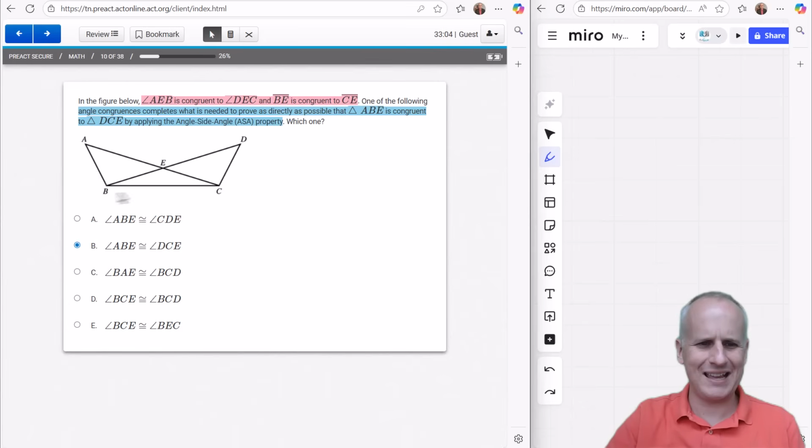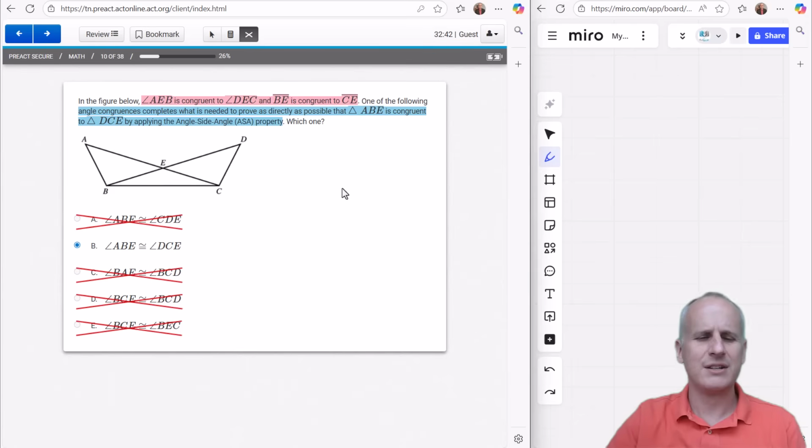Of course, if we did ABE and CDE, those are going to be the wrong two. They are not going to be the correlating angles. And then when we start talking about BAE and BCD, well, BCD isn't even the right triangle. So we can eliminate both C and D for that reason. And then BCE and BEC, again, are not pertaining to the correct triangles. So hopefully you can make short work of this problem, again, without having to draw your own figure.